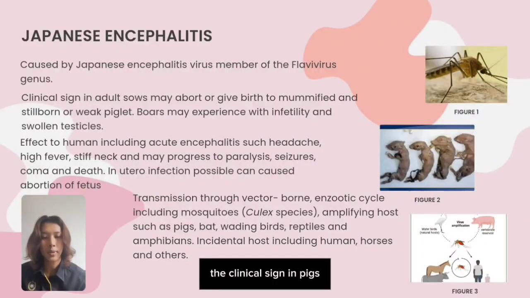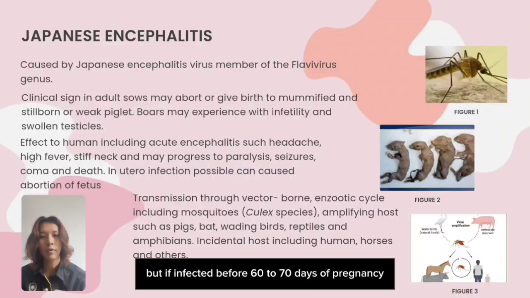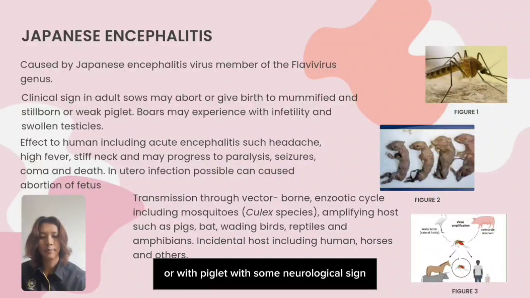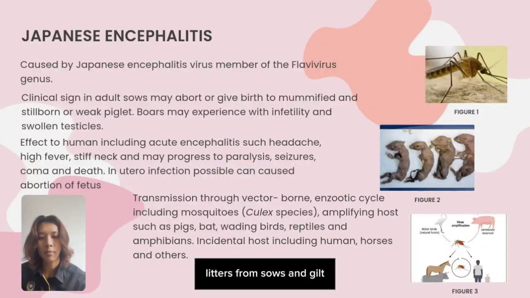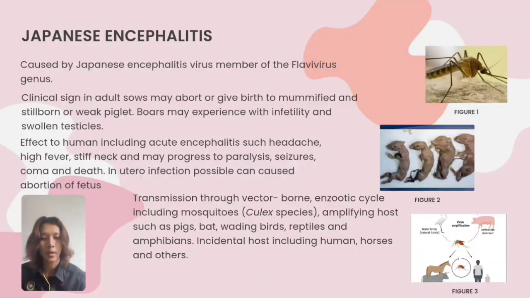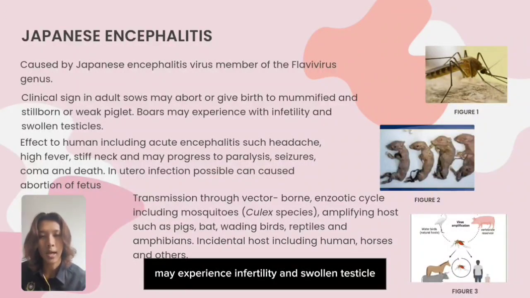The clinical signs in pigs, including adult sows, do not typically show overt signs of disease, but if infected before 60 to 70 days of pregnancy, sows may either abort or give birth to mummified, stillborn, or weak piglets, with some neurological signs. In a previously uninfected population, litters from sows and gilts would be expected to be equally affected. Boars, if present on the farm, may experience infertility and swollen testicles.